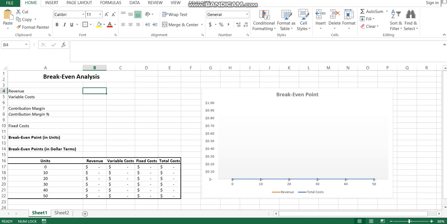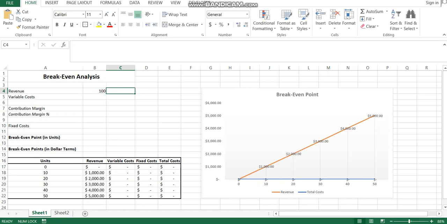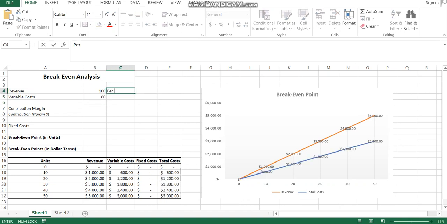Now, here is the break-even analysis template or model which would help you to understand how break-even analysis is calculated. Here is the per unit revenue. For example, if you sell any product for 100, and the variable cost, or cost which is directly associated with any product, is 60, assume these are per unit cost. Now the contribution margin will be revenue minus variable cost. It means 40.